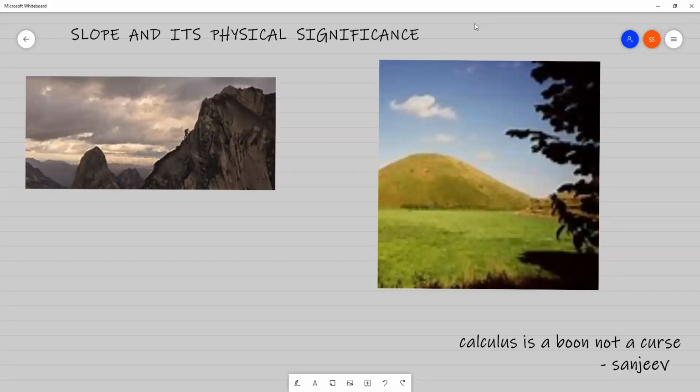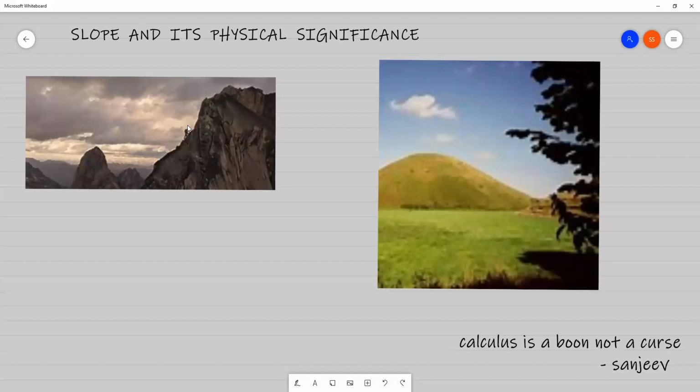So here you see two pictures. This is a mountain and this is a kind of a hill. In these two pictures, which is steeper? Obviously the first one is steeper than this one. That is, climbing this mountain is much harder than climbing this one. So this is steeper. It is very obvious.